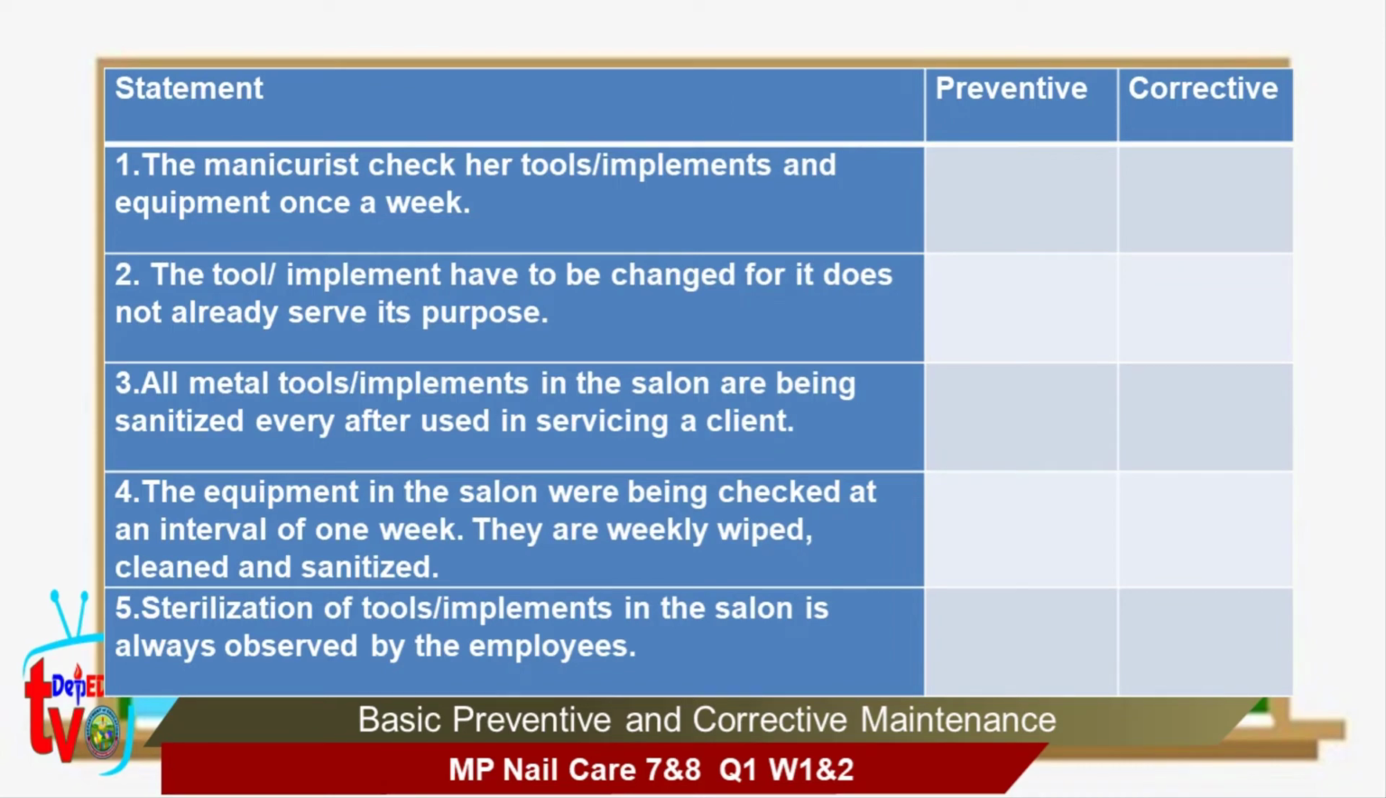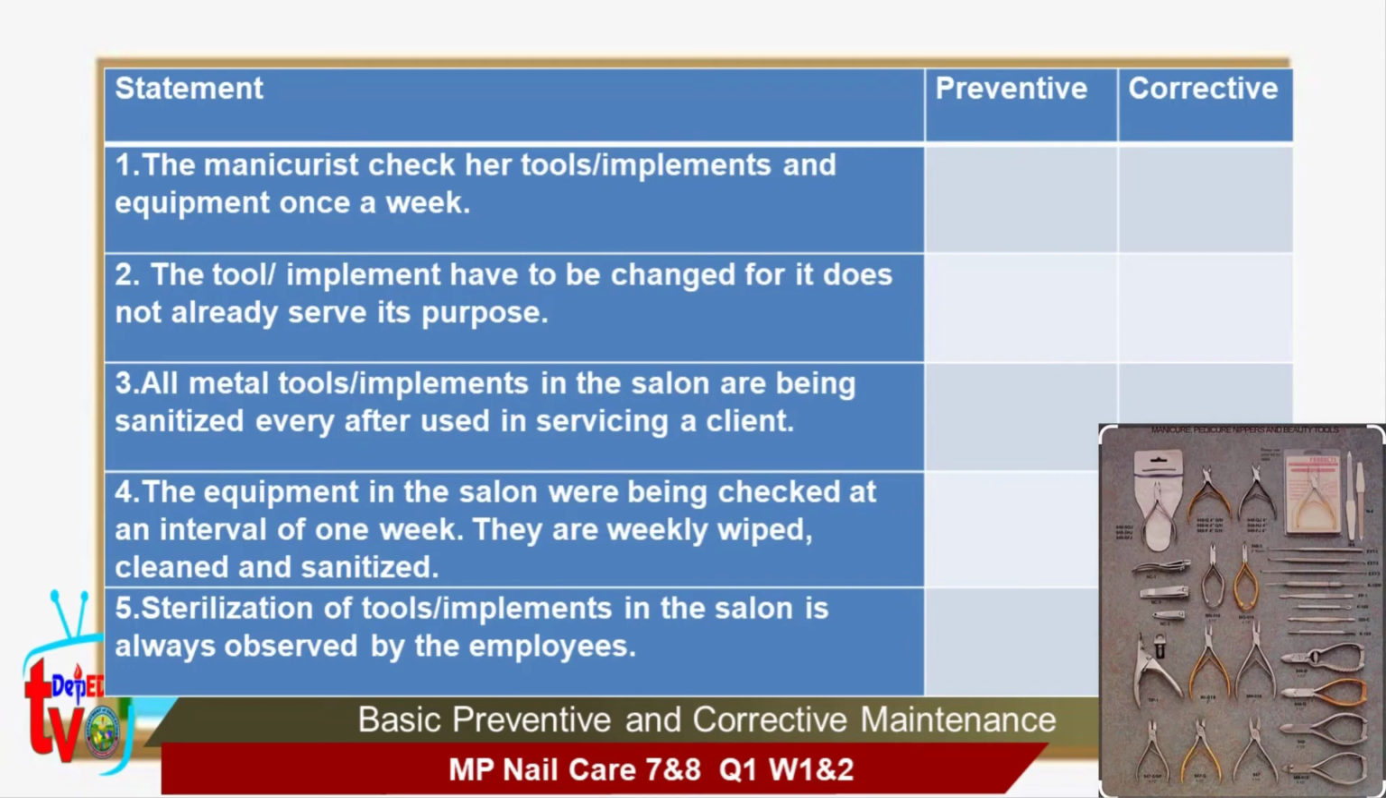Number 1. The manicurist checked her tools, implements, and equipment once a week. 2. The tool implements have to be changed because they no longer serve their purpose. 3. All metal tools and implements in the salon are being sanitized after every use in servicing a client. 4. The equipment in the salon were being checked at an interval of 1 week. They are weekly wiped, cleaned, and sanitized. 5. Sterilization of tools and implements in the salon is always observed by the employees.